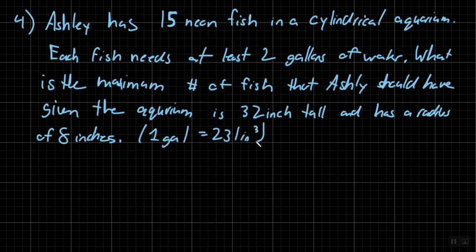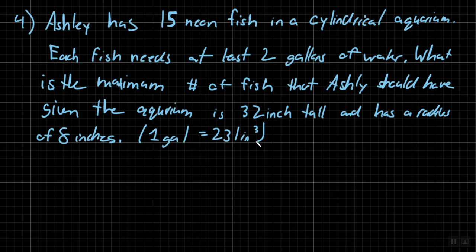So we're going to need that. I give you that conversion. Okay, you write it down. Ashley has 12 neon fish in a cylindrical aquarium. Each fish needs at least 2 gallons of water. What is the maximum number of fish that Ashley could have given the aquarium is 32 inches tall and has a radius of 8 inches?